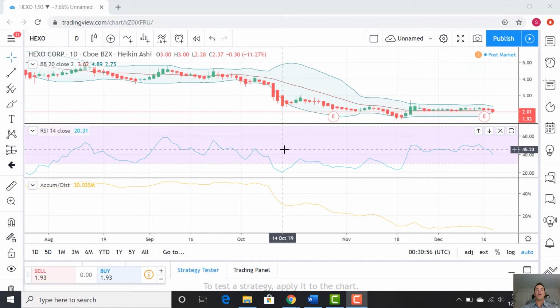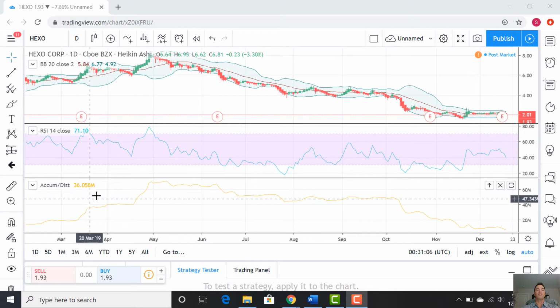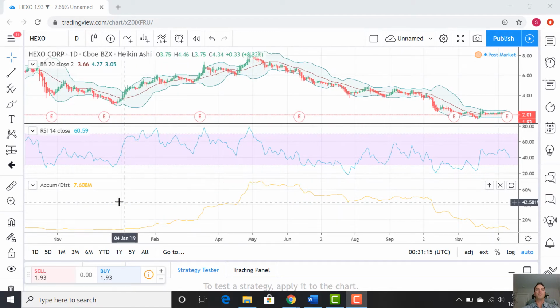We're also looking at the RSI, which gives us a good indicator of whether something is overbought or oversold. We highlighted here in purple our 30 to 70 region. And then the accumulation distribution line: how much are people accumulating, which is buying, or distributing, which is selling? And that's based on volume. So what are we going to do? We're going to use these in combination.